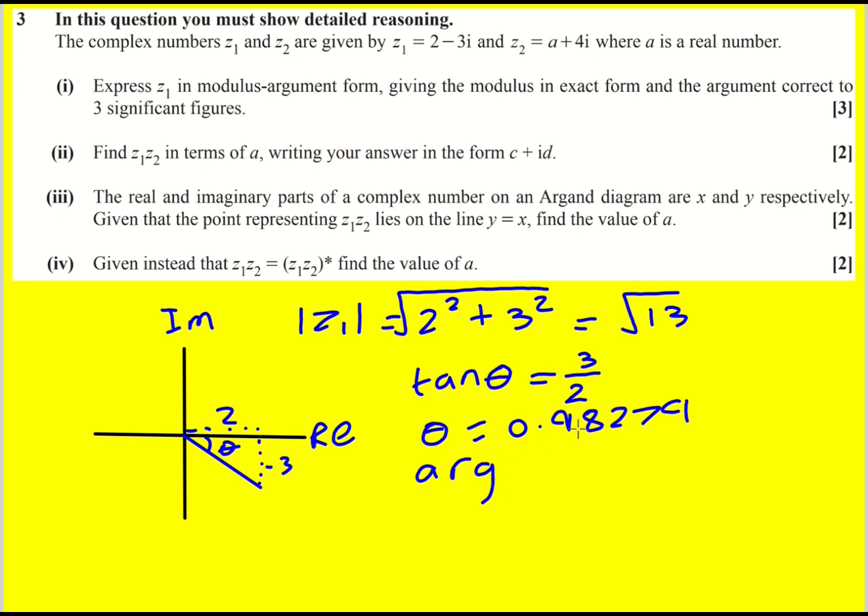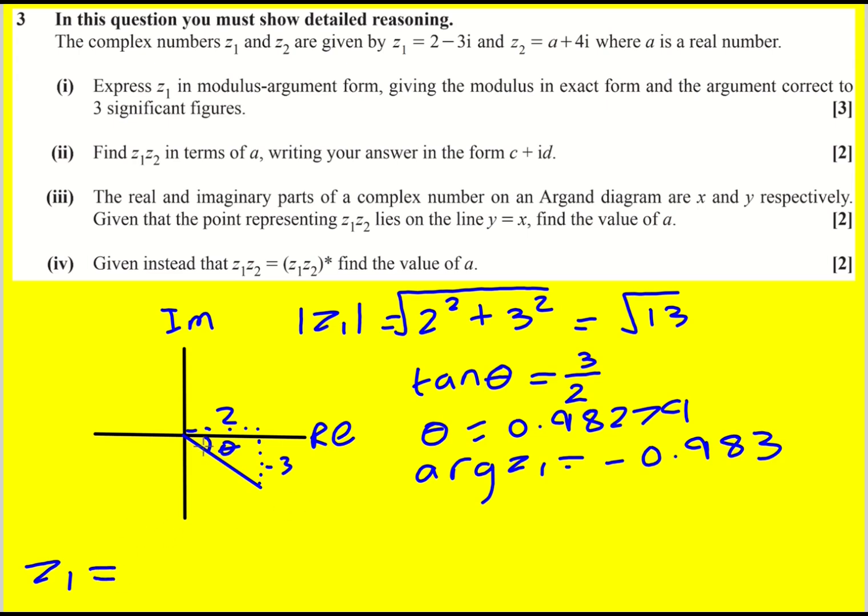Which means the arg of Z1. Now you've got different ways you can express the argument. You can go from 0 to 2 pi, or you can go 0 to pi and then 0 to minus pi. I did the minus one. It doesn't actually specify, so you can choose and it will be implied by your answer. So I'm going with minus 0.983. And then finally, we're not quite in modulus argument form.